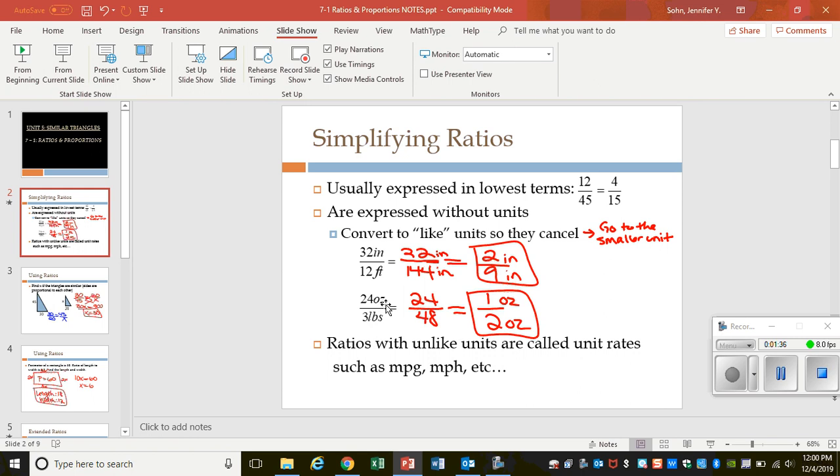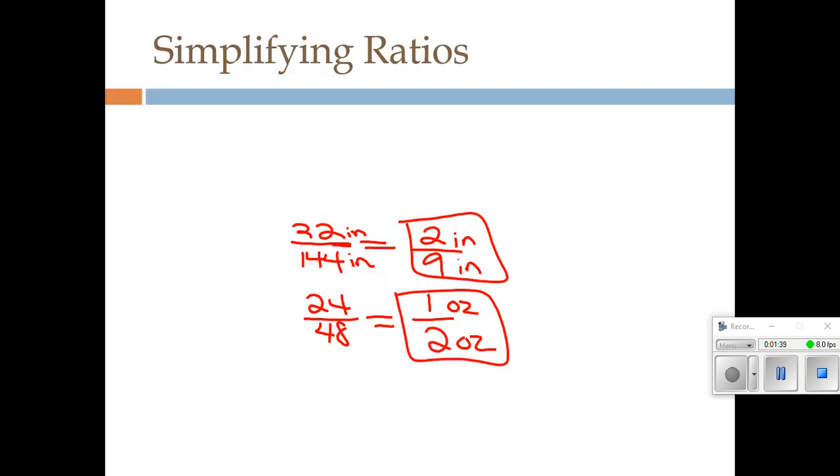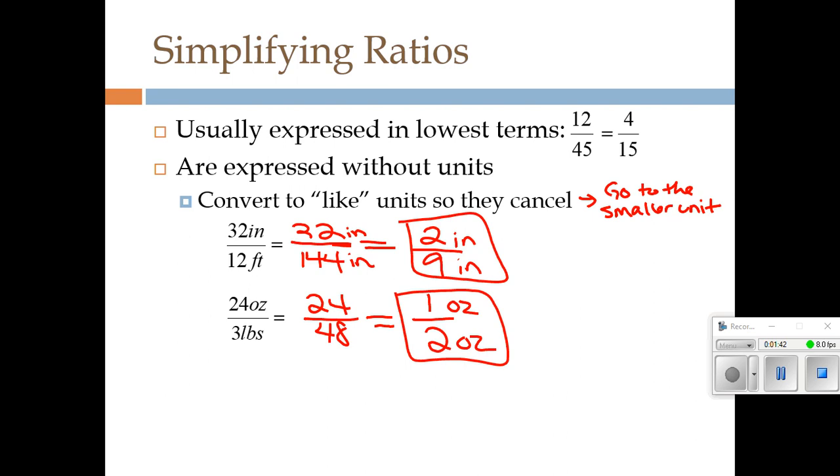Ounces, you're going to change. Let's say you have ounces and pounds. Ounce is smaller, so you're going to change to ounce over ounce. So there are 3 pounds, and you have 24 ounces. There are 16 ounces in every pound, so you're going to do 3 times 16 and convert to 48. You want to have ounce over ounce. Go to the smaller unit. So 24 over 48 is 1 over 2. So simplify.